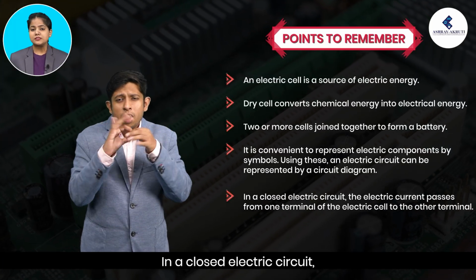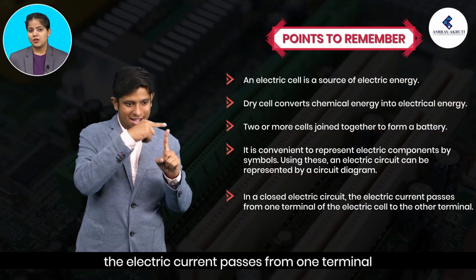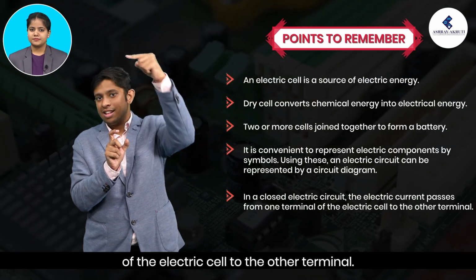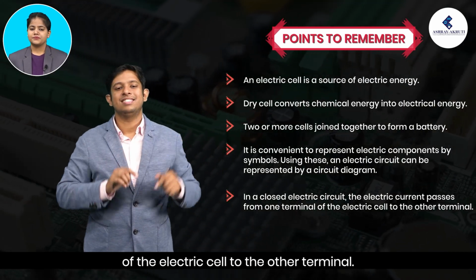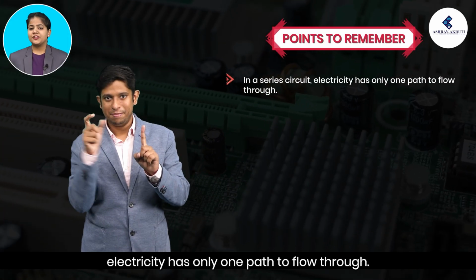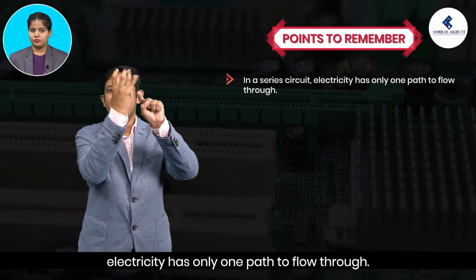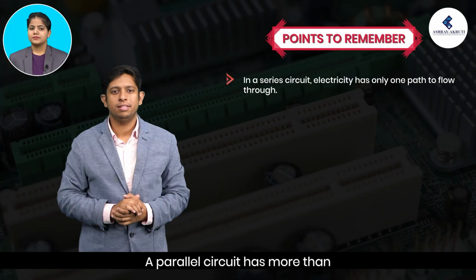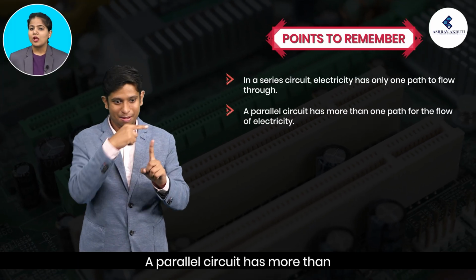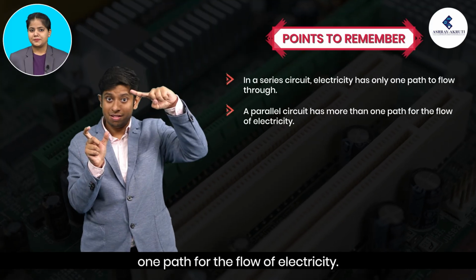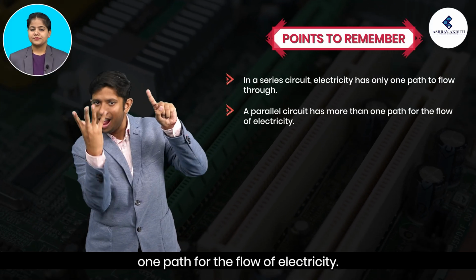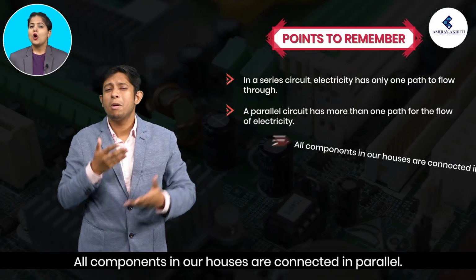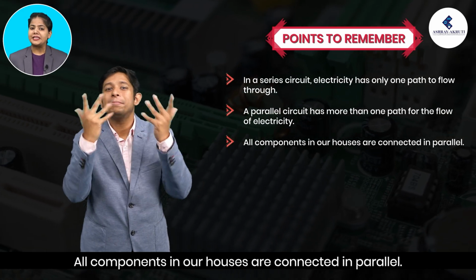In a closed electric circuit, the electric current passes from one terminal of the electric cell to the other terminal. In a series circuit, electricity has only one path to flow through. A parallel circuit has more than one path for the flow of electricity. All components in our houses are connected in parallel.